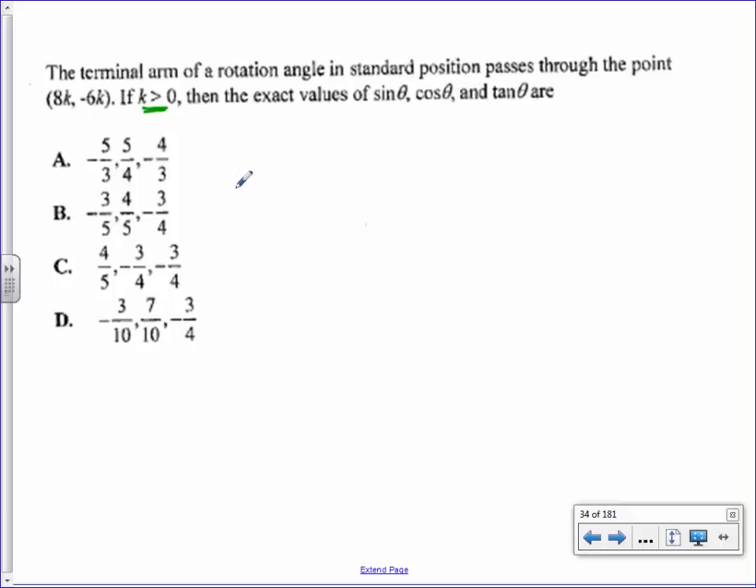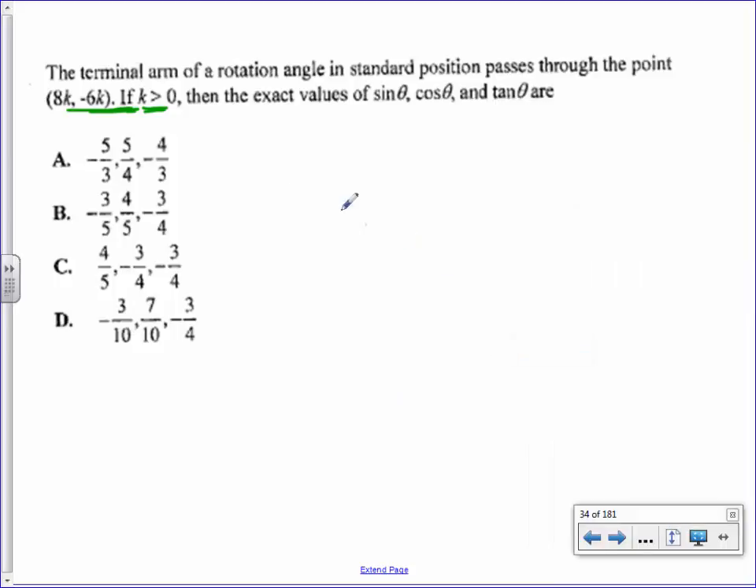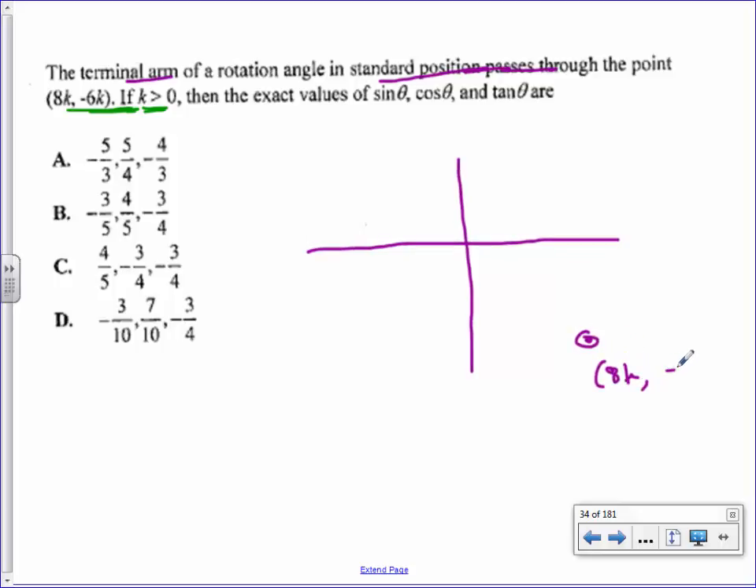Well, it has to be positive. That's probably the best way of putting it, because it could still be a decimal number, but it's positive. What that means then is that this 8 is going to remain positive, and this negative 6 is going to remain negative. That's what this information here tells you. So I'm going to plot the other parts of the information here. It says that this is on a standard position angle, so I'm going to start plotting. 8 would go right about here, and negative 6 would go about there. This is 8k, whatever k is, and this is minus 6k, whatever that is.